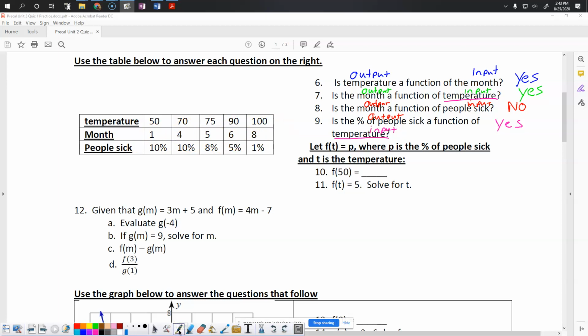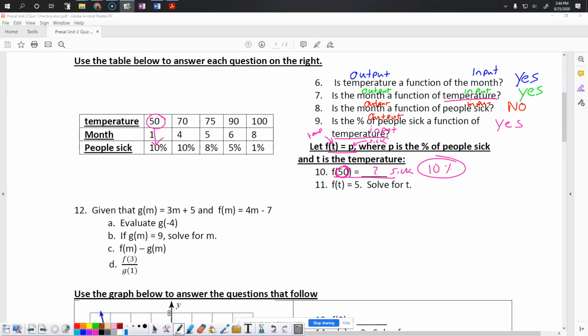F of 50. All right, so the directions say let f of t equal p, where p is the percentage of sick people and t is the temperature. So this represents temperature and this represents sick people. That would mean the 50 is a temperature, and whatever goes here is going to be a number of sick people. So I'm going to find where t equals 50, and I'm going to look to see how many people are sick when that happens, and the answer is 10%. So there we go.